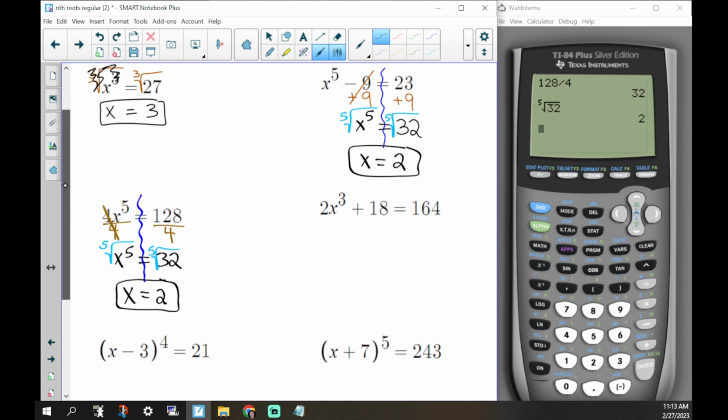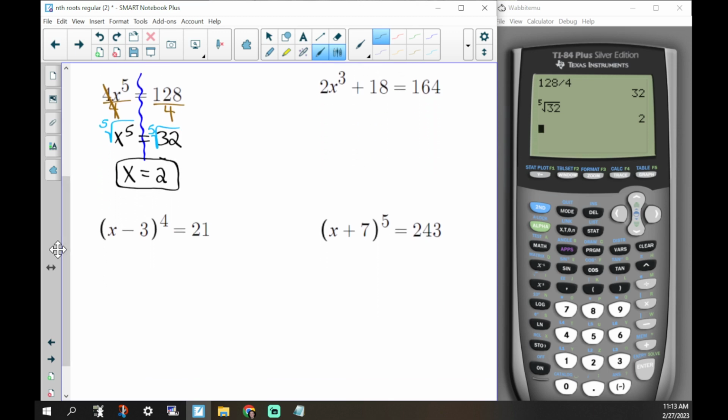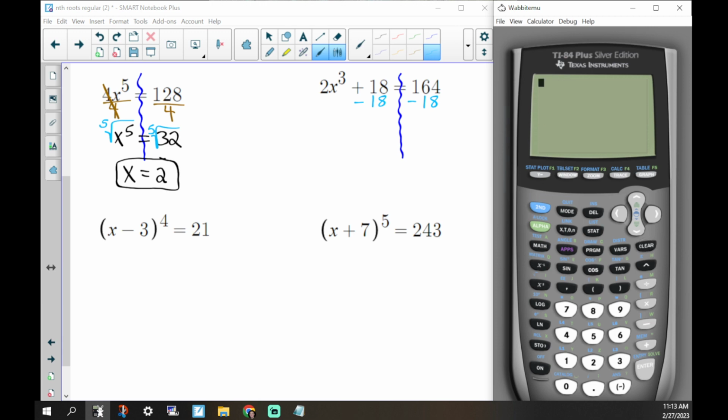All right, next. We got 2x to the third power plus 18 equals 164. We're going to do the same thing here. We're going to draw a little squiggly line. We want to get rid of that 18. It's a plus 18, so we are going to subtract 18 from both sides. So 164 minus 18 is equal to 146.